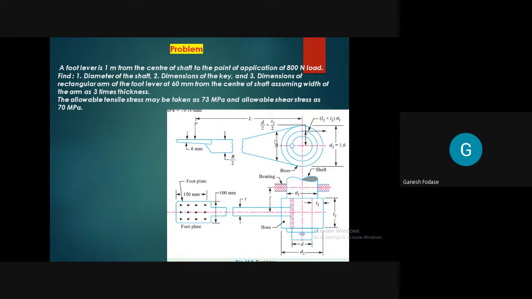Here width is given as 3 times T or something. And we need to find this at some particular section. It's at 60 mm from the center of the shaft. This is all about the numerical statement. Now, how will we proceed?